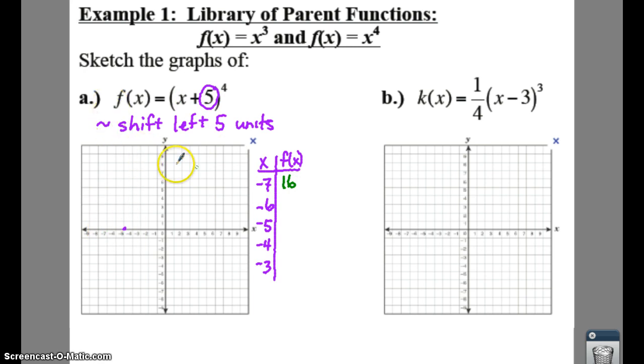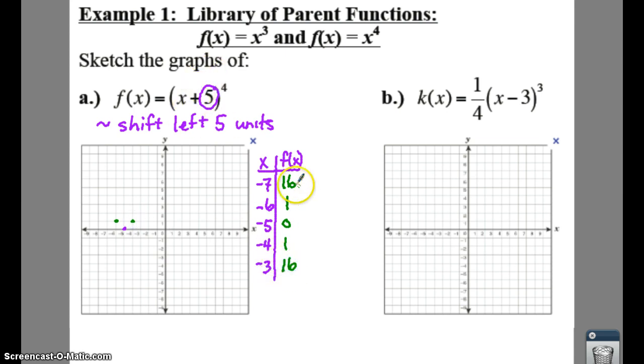Plug a -6 in. -6 plus 5 is -1. -1 to the fourth is +1. So we can go back 1, up 1. Plug in -5, well, that's just going to be 0. We have that point. If you plug in a -4, plus 5 is a 1. 1 to the 4th is a 1, so you go over 1, up 1. And then you plug in -3 plus 5 is a 2, to the 4th is 16.